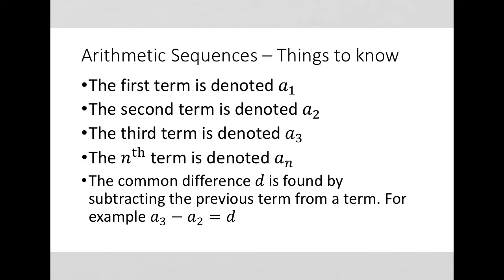If you wanted the 74th term, it would be a sub 74, and notice how I'm saying that, a sub whatever the number is. The common difference, denoted as d, is found by subtracting a previous term from a term. So, for example, the third term minus the second term would get you your common difference. You always do the greater term number subtracting one less term number.